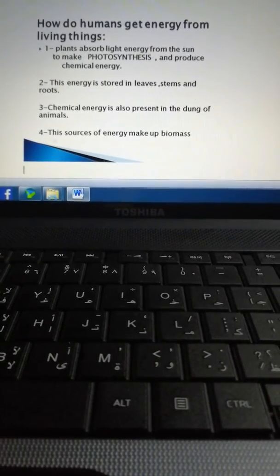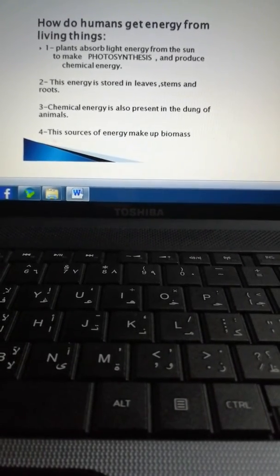How do humans get energy from living things? Plants absorb light energy from the sun for the photosynthesis process and produce chemical energy. This energy is stored in leaves, stems, and roots. Chemical energy is also present in the dung of animals. These sources of energy make up biomass.